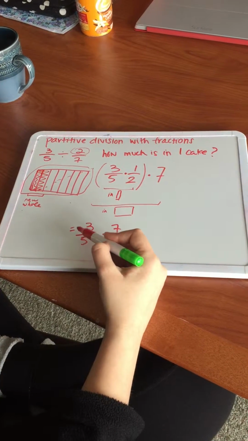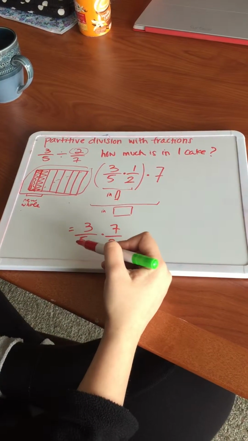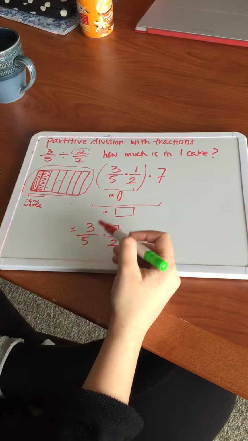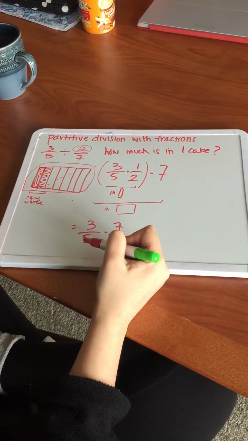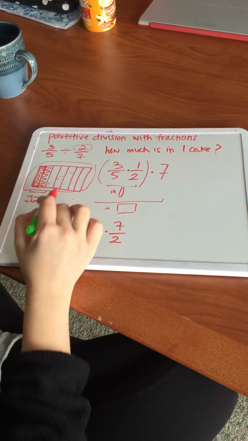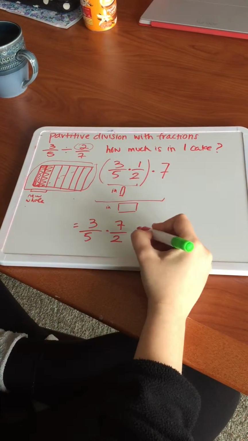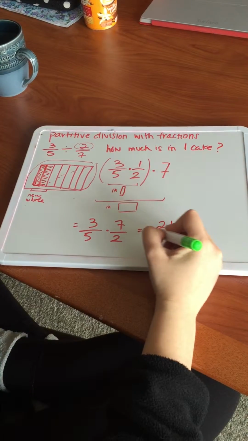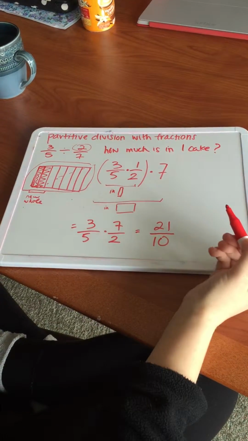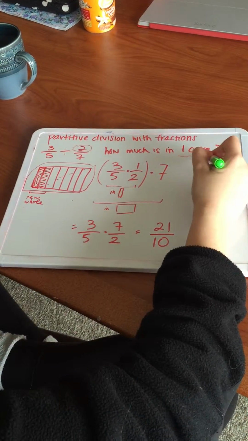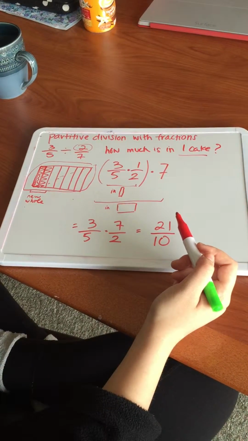And we really can leave our answer in this form, and we will know that then we have the 3/5 cup of sugar, and we divided it into that amount, the 2/7 of cake. And so that is what we get. And if we simplify it down, it'll be 21/10. And that's how much sugar will go into one cake. And that is how you do partitive division with fractions.